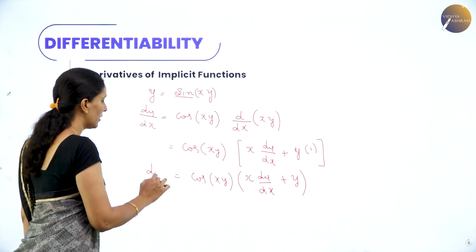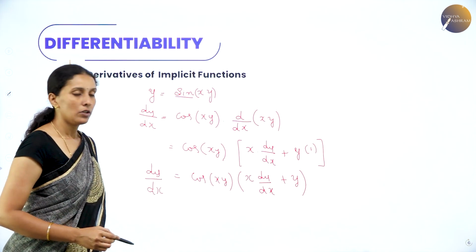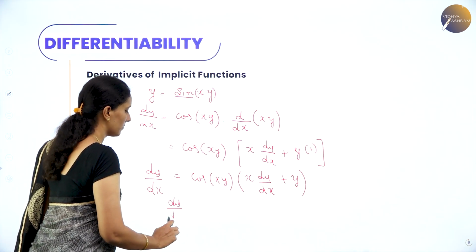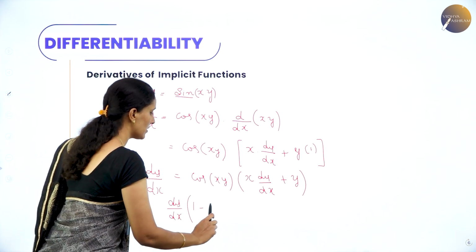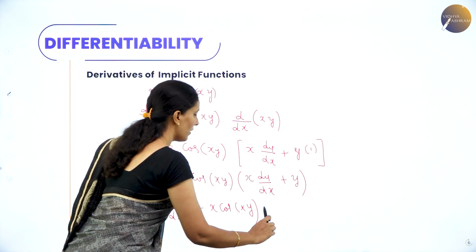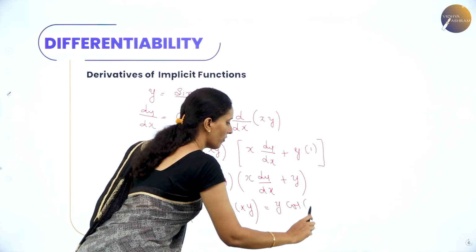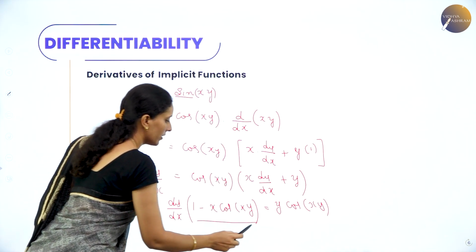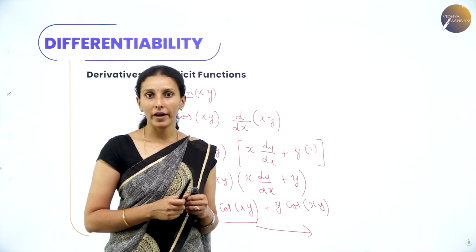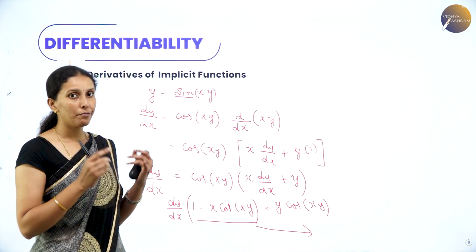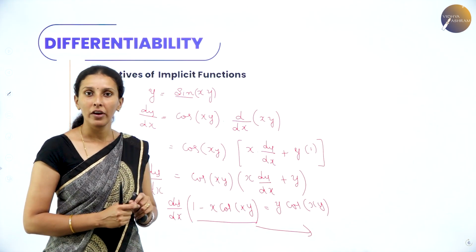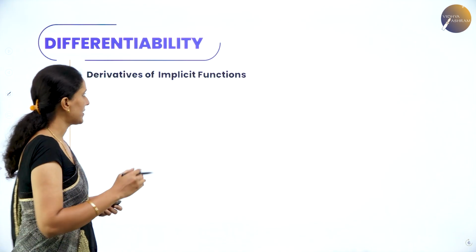Now here we get dy by dx. So if you take dy by dx as a common factor here, clearly we'll get 1 minus x into cos of xy. And here you are left with y into cos of xy. Just write this function in the denominator, then you are left with dy by dx. So this is the process of finding any implicit function. So you have to derive both x as well as y simultaneously, then find dy by dx of any given result. So let me take you one more example here.